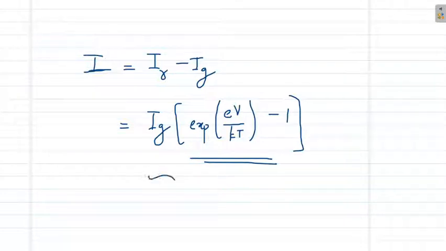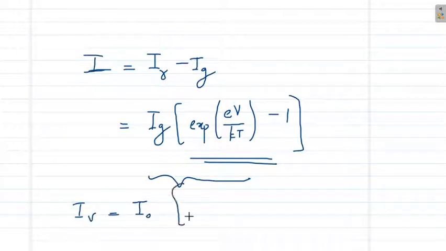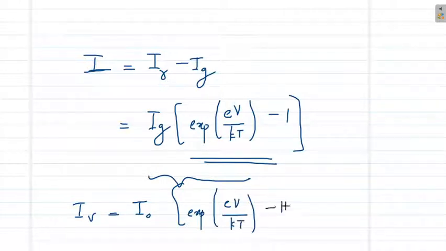This is the much famous diode equation. You have studied this equation, ID equal to I0 into exponential EV by kT minus 1, right? So this is the diode equation, I(V) equal to I0 into exponential EV by kT minus 1. Here I0 is the reverse saturation current, also called dark current, and if we apply a voltage V across the junction, I(V) will be the current produced.